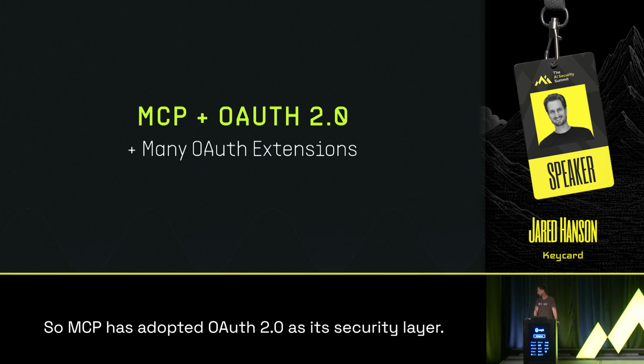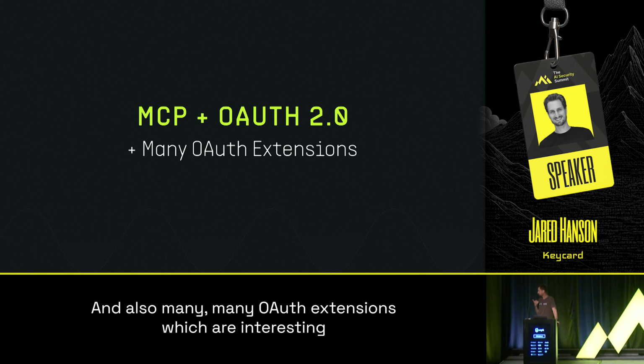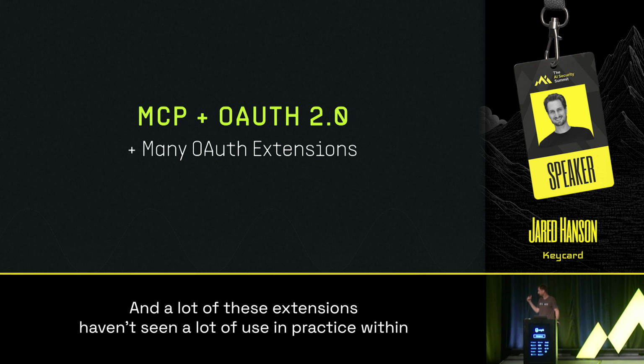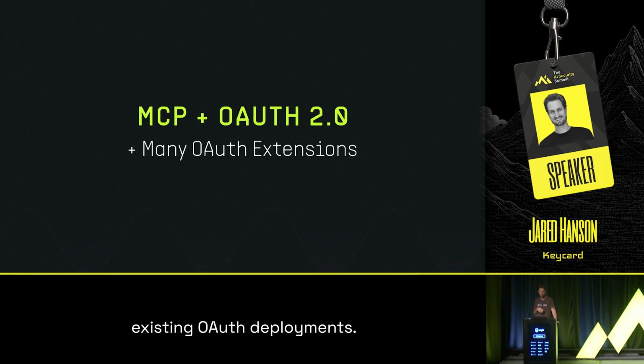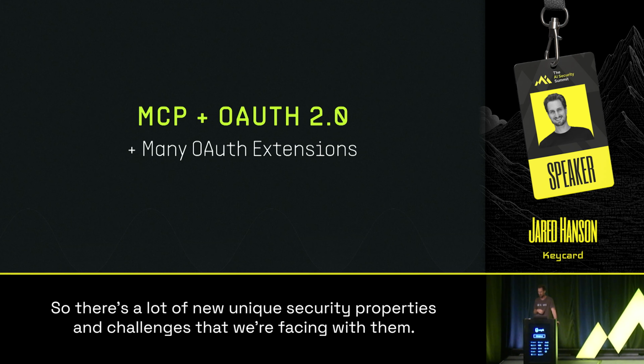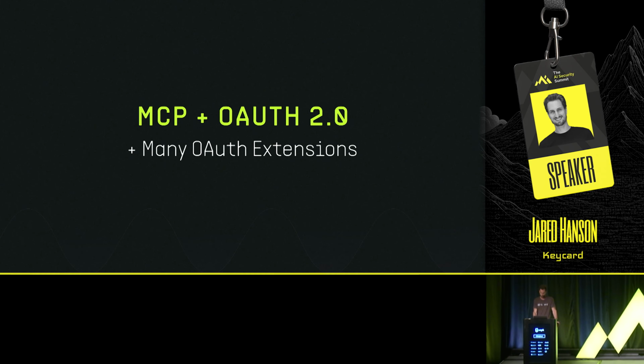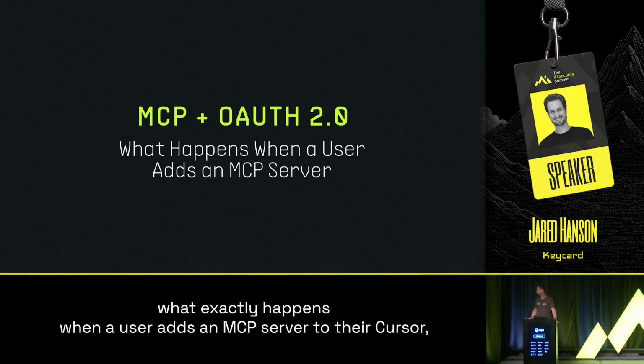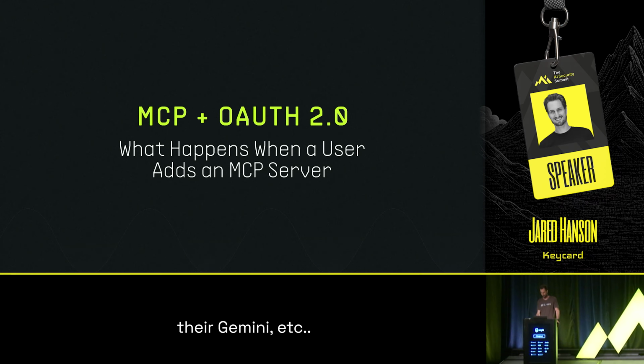MCP has adopted OAuth 2.0 as its security layer, and also many, many OAuth extensions, which are interesting but kind of unique to what's happening with MCP in particular. A lot of these extensions haven't seen a lot of use in practice within existing OAuth deployments. So there's a lot of new, unique security properties and challenges that we're facing with them, and we'll talk about that a little bit here. We're going to walk through a flow, which is basically what exactly happens when a user adds an MCP server to their Cursor, their Gemini, et cetera.